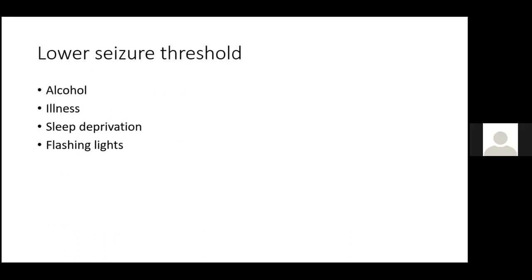There are things that can lower the seizure threshold in people with epilepsy, and this could be alcohol, illness, sleep deprivation, flashing lights. These are all things that can lower the seizure threshold.